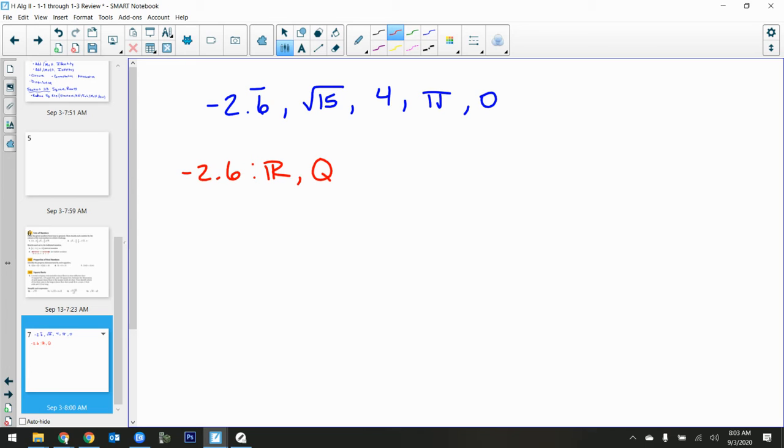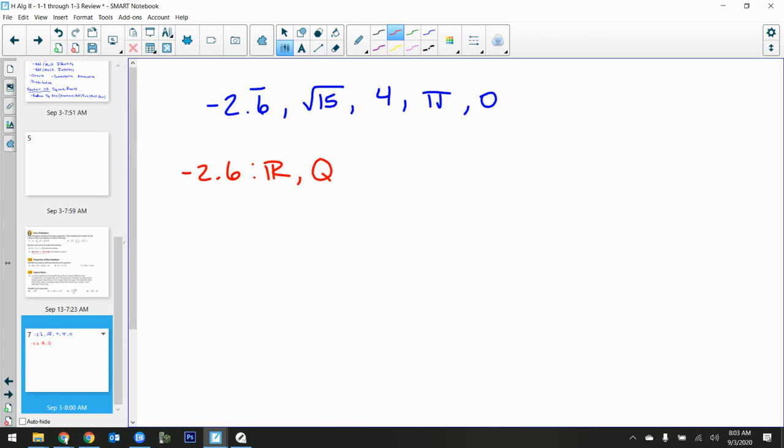Now, is it an integer? No. It's got a decimal, so it is not an integer. I understand that it's a negative number, but it has to be a negative whole number to be an integer. Okay, so what should the next one on my list be?